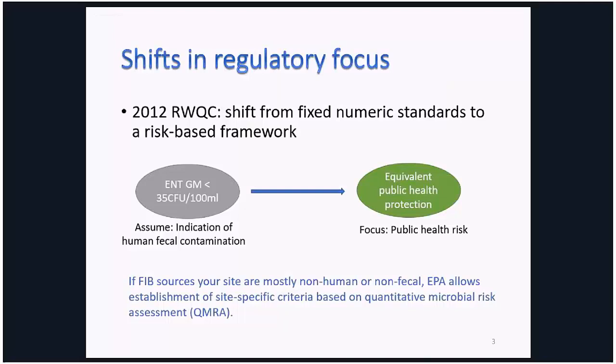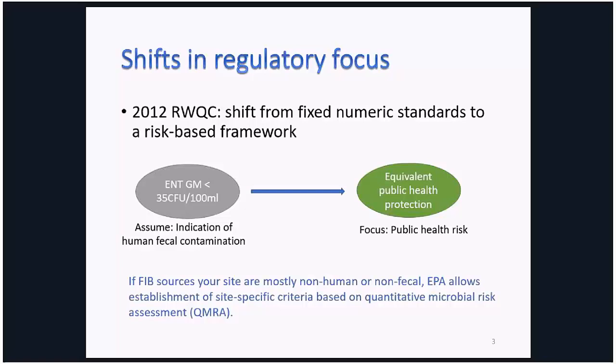So essentially, previously, what you need to do is, if your Enterococcus geomean is less than 35 CFU per 100 ml, then you're okay. But if you're above that, then you're failing. This is assuming that the Enterococcus indicate human fecal contamination. That's not always true. We'll get back to that a little bit later.